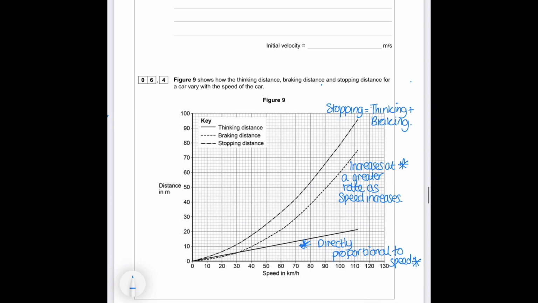And then lastly, the stopping distance is the thinking distance plus the braking distance. So it's the total of the two. And that therefore increases with speed at an increasing rate, and that's because it's the total of both of them put together.